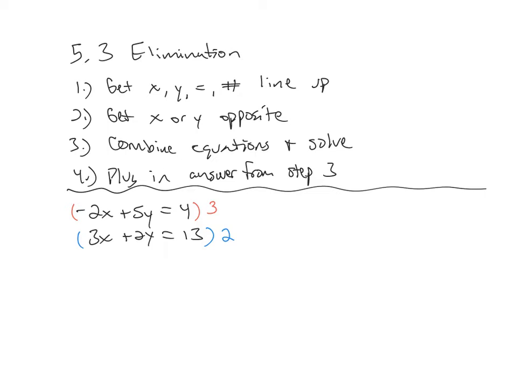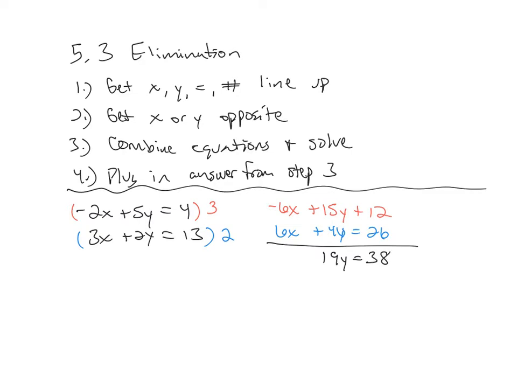for the x's. So if I remember 3 times all of it, so -6x plus 15y plus 12. And then the 2 times all of it, 6x plus 4y equals 26. Combine them together. So I got opposites. So number 2 is done. Combine them. Well, that's 19y equals 38.